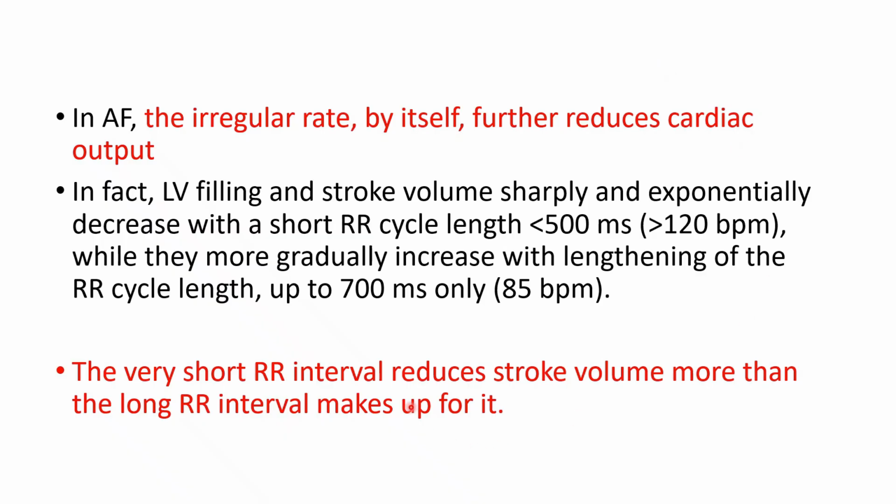The very short RR interval, less than 500 milliseconds, reduces stroke volume more than the long RR interval over 700 milliseconds makes up for it. RR intervals that swing between less than 85 and over 120 beats per minute are particularly harmful for the cardiac output. This is particularly related to the inefficient preload times heart rate at those levels, but also to the excessive calcium mishandling with irregular rhythm, leading to inefficient and reduced LV contractility.